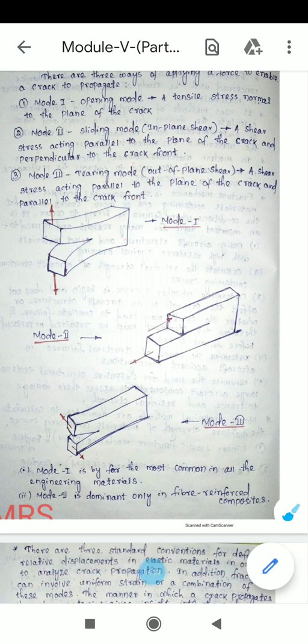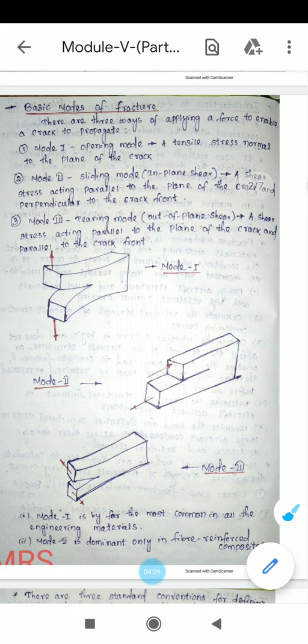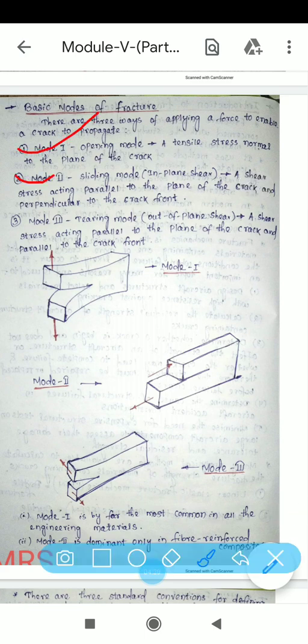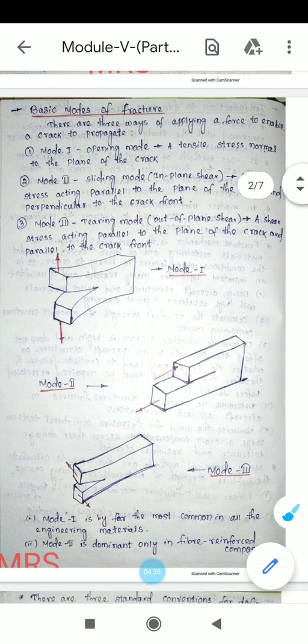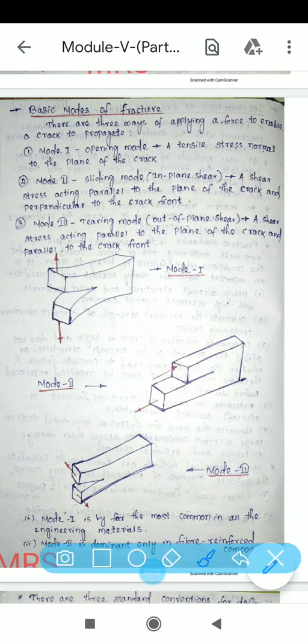Next are the basic modes of fracture. Generally there are three modes of fracture: mode 1, mode 2, mode 3. Mode 1 fracture is known as opening mode. Mode 2 fracture is known as sliding mode. Mode 3 fracture is known as tearing mode. So see the three diagrams. This is diagram 1, mode 1, mode 2, mode 3. Three figures are represented here.